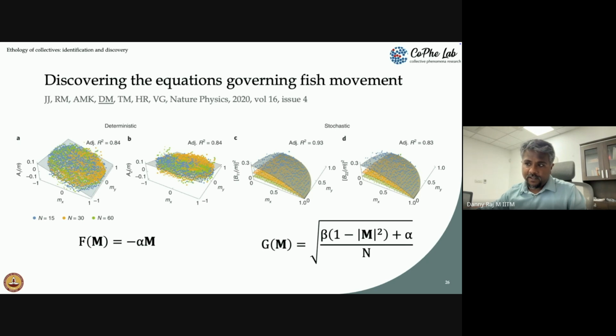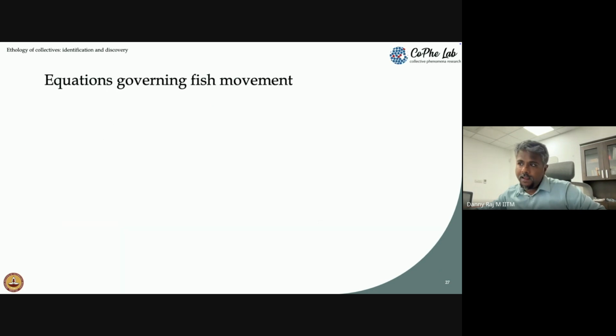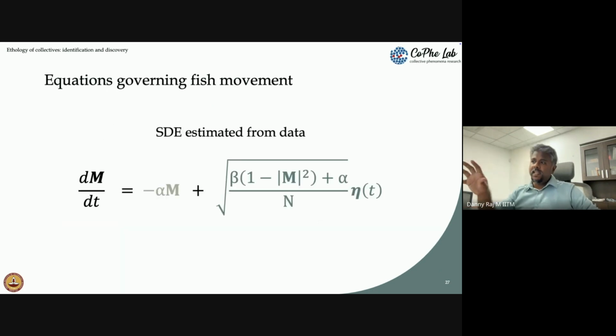You get an f, which is minus alpha m. We get values for alpha. For convenience's sake, we put alpha. And g, which has this form, which has a root of 1 minus m squared. So this is the SDE that you estimate.